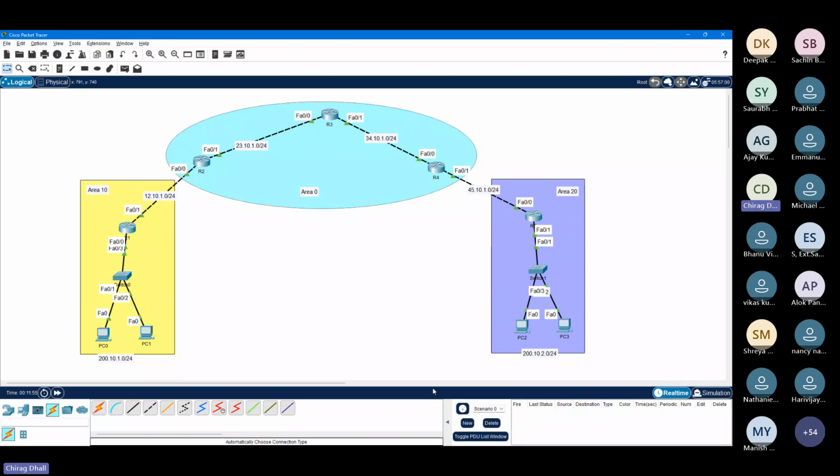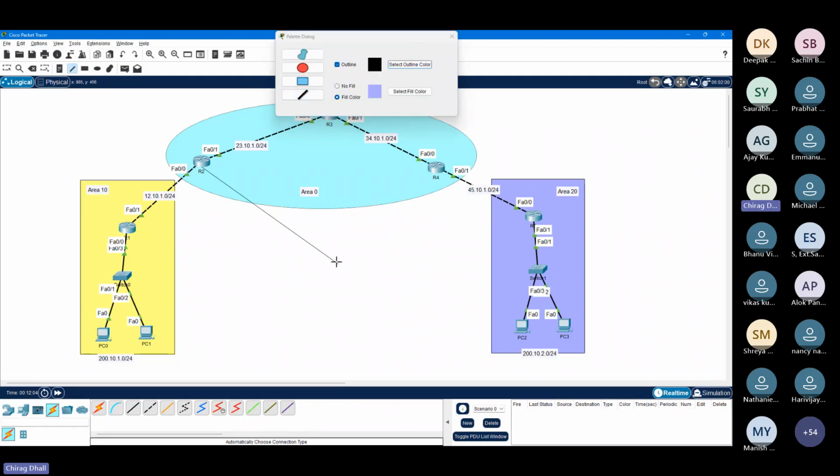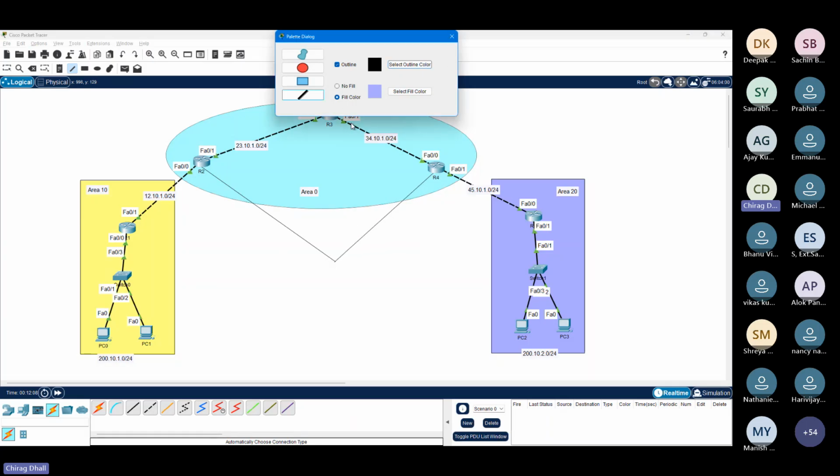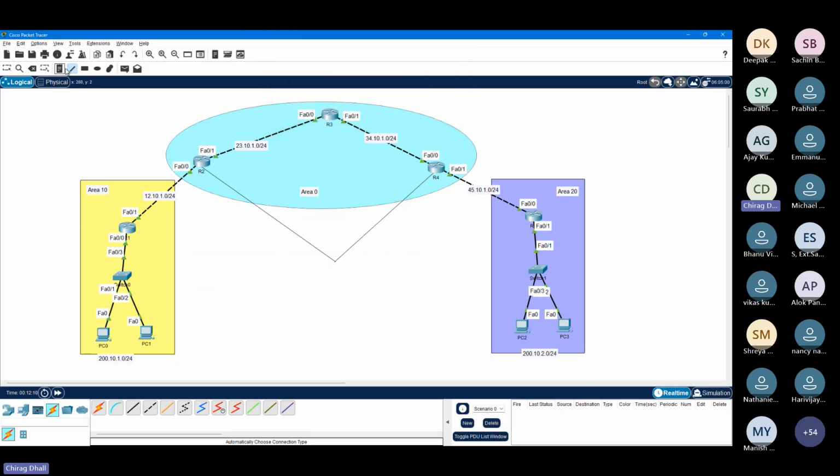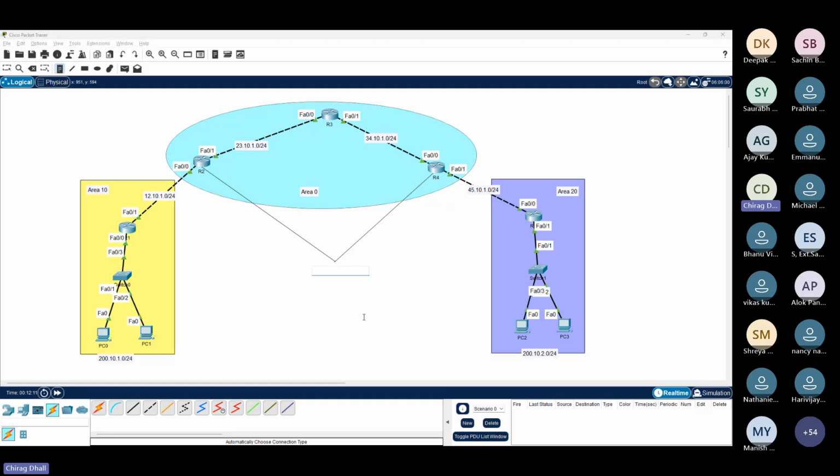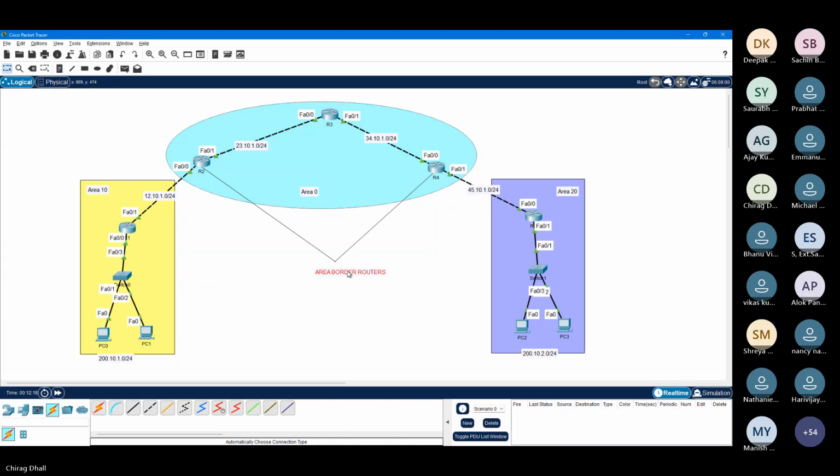We have a question that we have an intermediate router between area 0 and area 10. Very correct. The router 2 and the router 4. These types of routers which participate in more than one area are known as area border routers. Clear? This is called area border router.